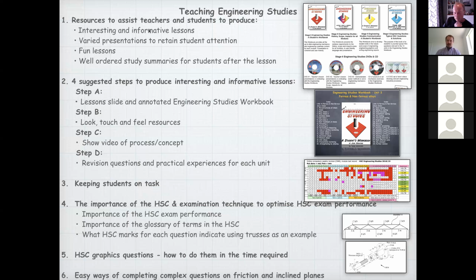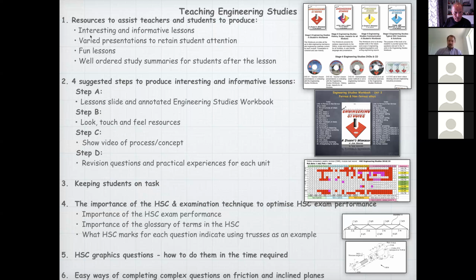When I was teaching full-time, I was head teacher at Corpus Christi Senior College, which I started up, and we eventually started engineering studies there in the second year. Throughout the 90s, we were the biggest centre for engineering for many years. We had over 50 students in year 11 and over 40 in year 12. I'd just like to go through the methods that I use to generate that interest in engineering studies.